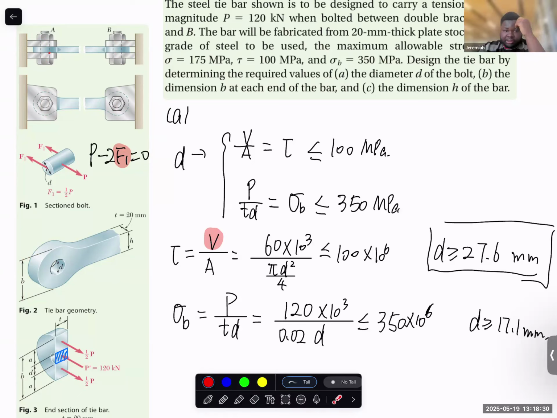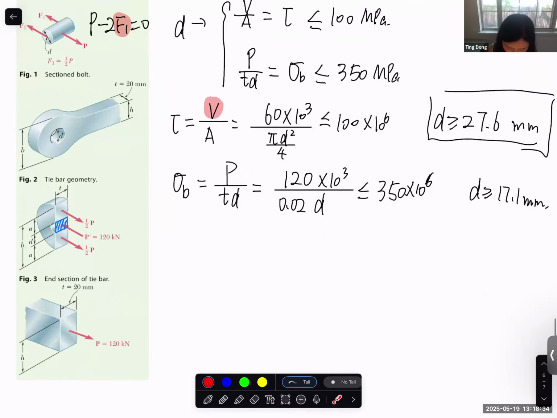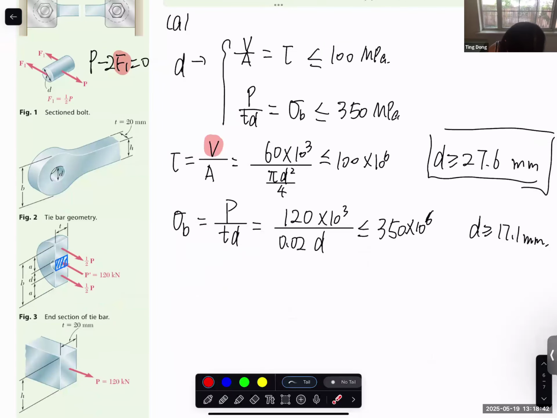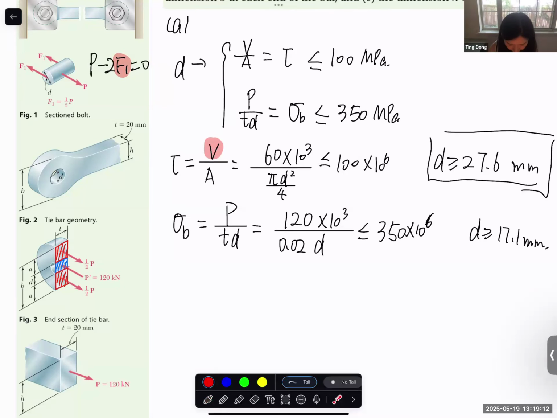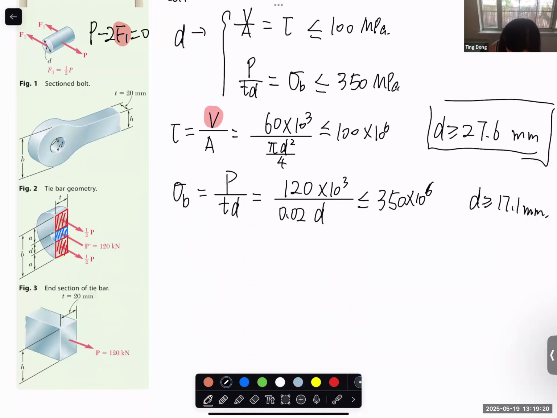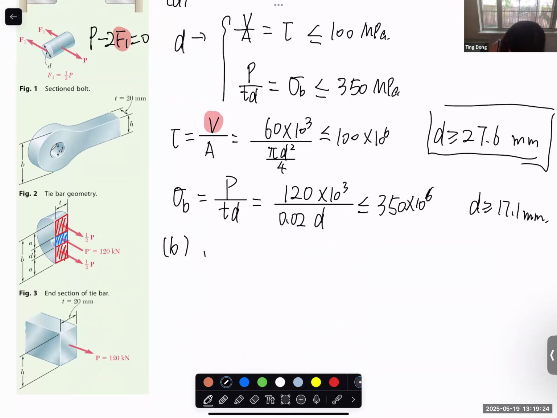The normal stress. Yes. So we need to consider the normal stress, which should be lower than the allowable normal stress. And for the normal stress calculation, we need to consider this area plus this area, right? The normal stress generated on these two areas. And make sure that the normal stress generated here is lower than 175. So the B dimension is determined by the normal stress at both locations.